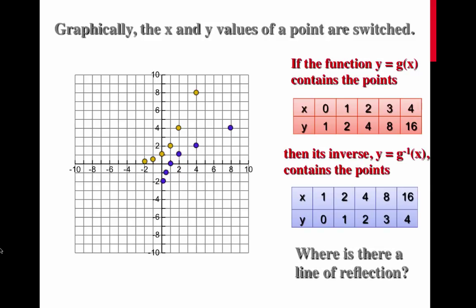Notice this is what it would look like over here on the graph with the blue and yellow dots. The yellow would be your original, the blue would be your inverse. And what you should notice, hopefully, is that there is a line of reflection, and this line of reflection is the same for almost every inverse function that we're going to deal with in this chapter. Notice I drew it right down the middle, and it's basically like flipping over that line.